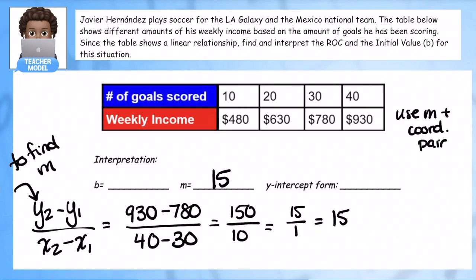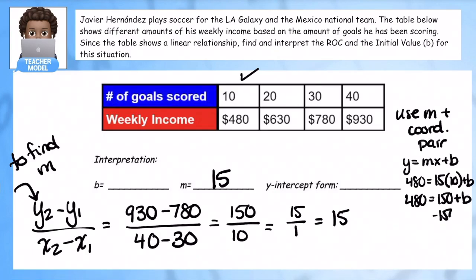And we're going to use some algebra. All right, I'm going to use the simplest numbers over here. y equals mx plus b. When y is 480, m is equal to 10. Oops, sorry, m is 15. Our x is 10. What is b? So 480 is equal to 150 plus b. Isolate our variable. And 330 is equal to b.